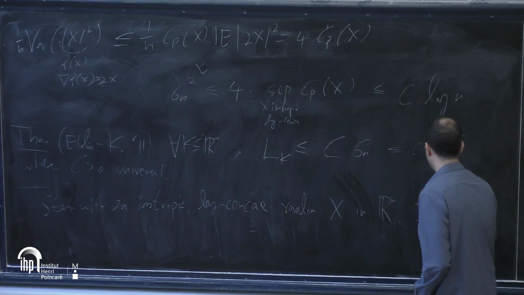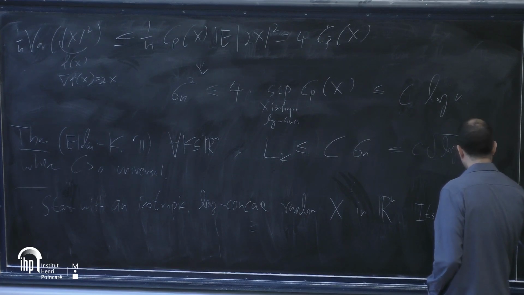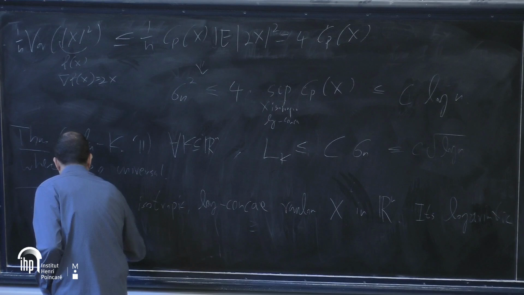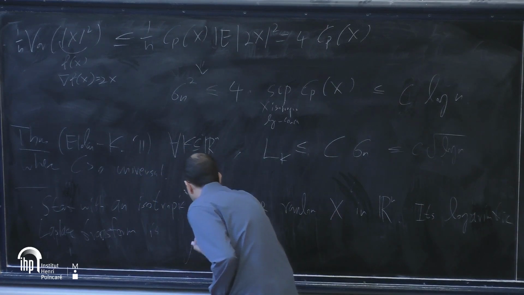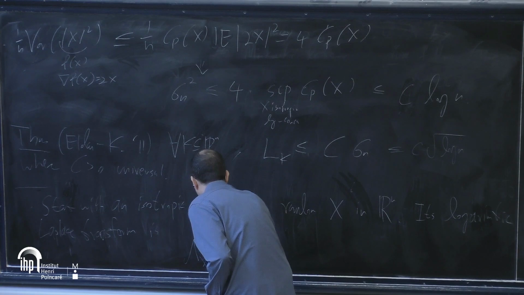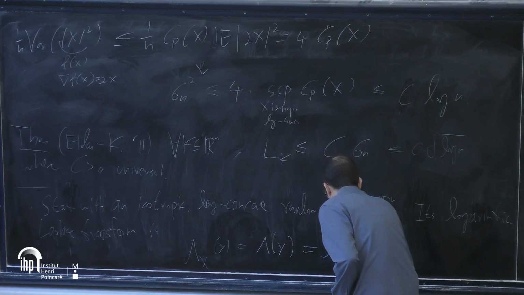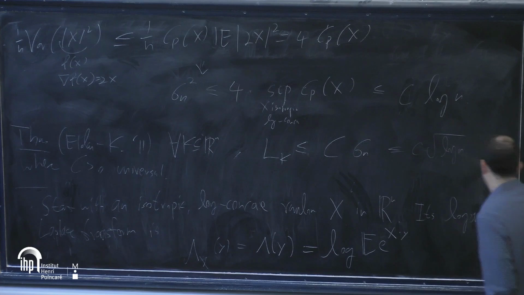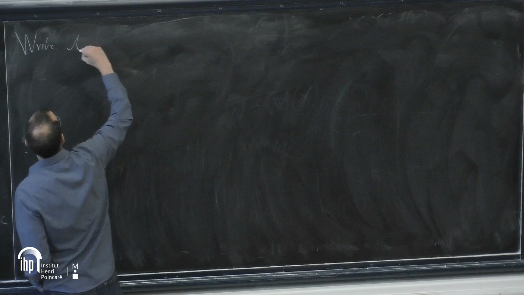Okay, so its logarithmic Laplace transform is what? It's lambda of X at y, or just lambda at y. So it's the logarithm of the expectation of e to the X times y. Okay, so it's a modification of the Gaussian convolution that we saw earlier. We write omega for the set where it's finite.